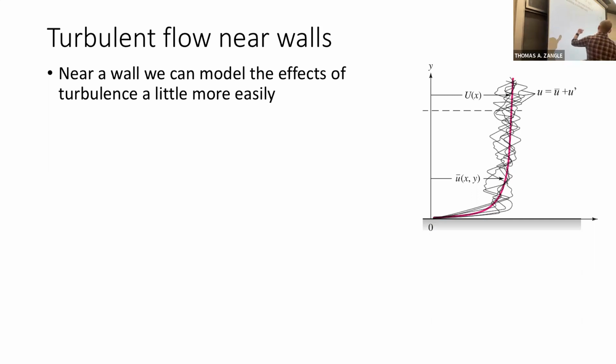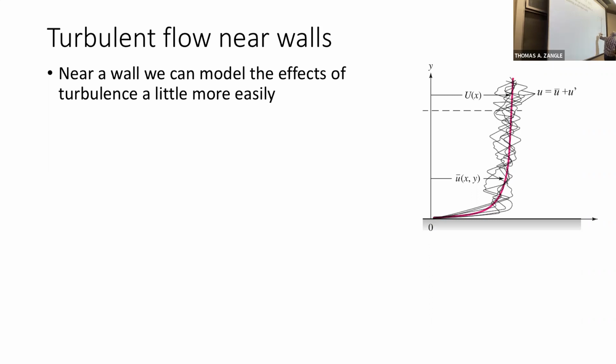So near a wall, we can model the effects of turbulence a little more easily. We're going to consider we have some velocity u. We're just going to consider flow past a wall, and to start with, there's no other wall on the other side. We have some velocity u at some far distance away from the wall. In general, that velocity u can be a function of x, but we'll consider it to be a constant for now, a constant uppercase U.